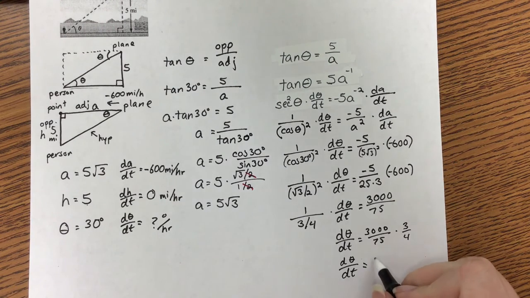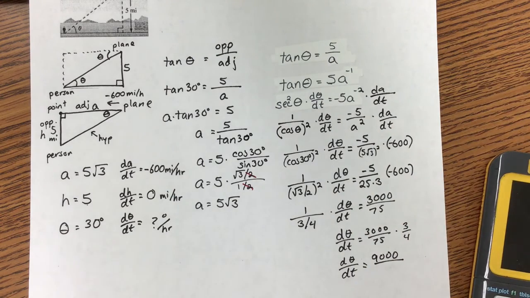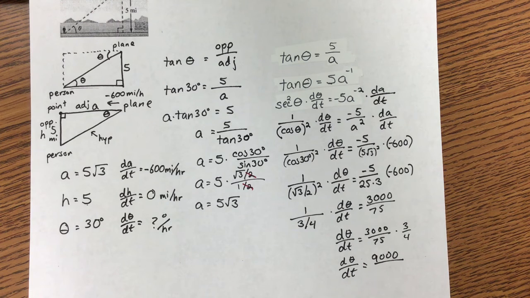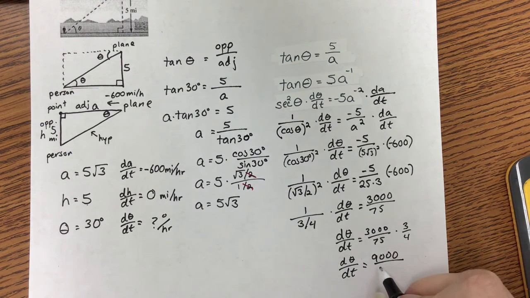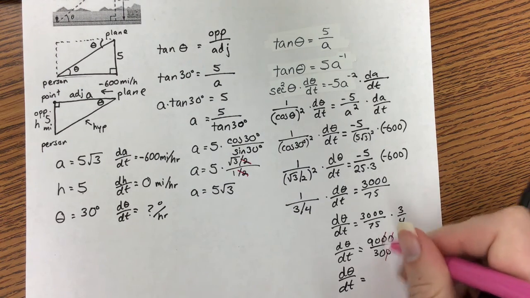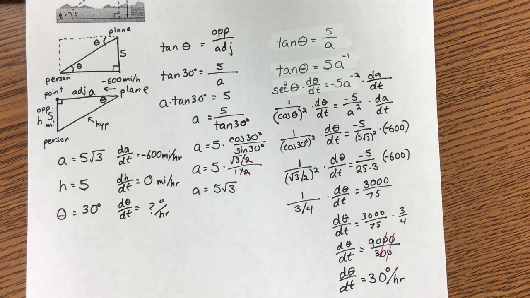Go. So it looks like 9,000 over whatever 75 times 4 is. 300. Ooh, that'll come out nice. D theta/dt is 9,000 divided by 300. 90 divided by 3 is 30. We still need degrees per hour. Okay, so theta changes at a rate of 30 degrees per hour.